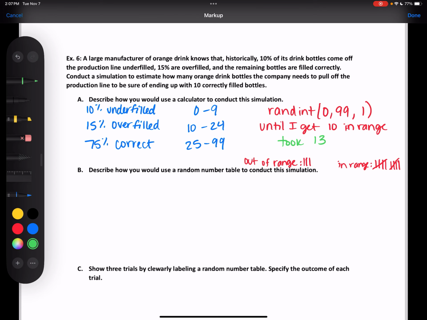If we were to use a random number table to conduct the simulation, I'm just going to modify what we wrote up top to be used for the random number table. And so we need 2-digit numbers this time because they all need to be the same length. So for under, it's going to be 00 to 09. For over, it's going to be 10 through 24. And for correct, it's going to be 25 through 99.